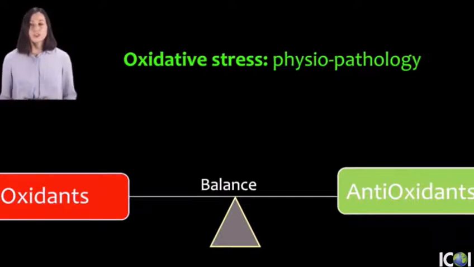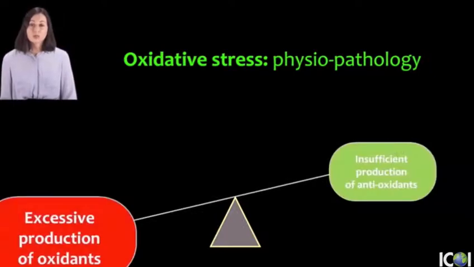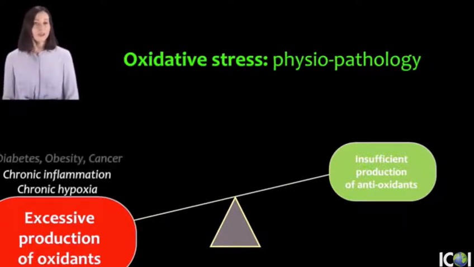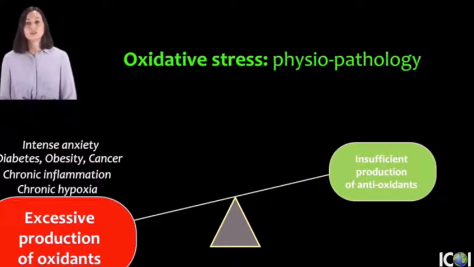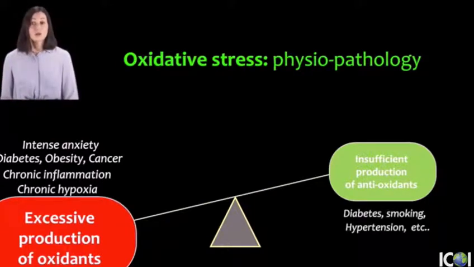And you know, in physiology, everything is balanced, but sometimes our body produces too much oxidant or not enough antioxidant. In which situation are we producing too much oxidant? For example, hypoxia, inflammation, diabetes, obesity, cancer, or even intense anxiety. There are also situations where our body doesn't produce enough antioxidant. Diabetes again, but also smoking and hypertension.